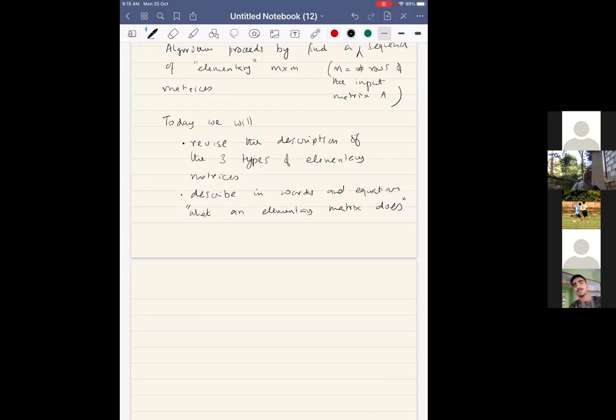So the point is, what can you do with an m cross m matrix? So let me take an elementary matrix. I have yet to revise the three different kinds of elementary matrices, but I'm sticking with point 2 now. I want to tell you a bit more what I mean by what an elementary matrix does. So what does this mean?